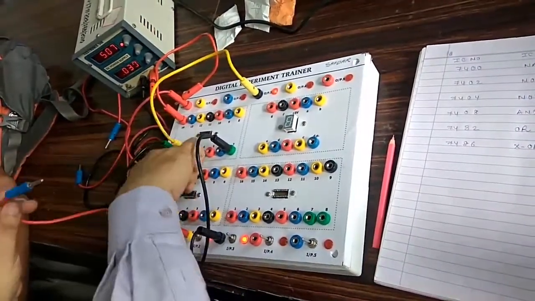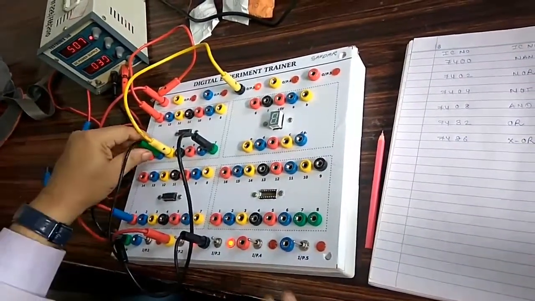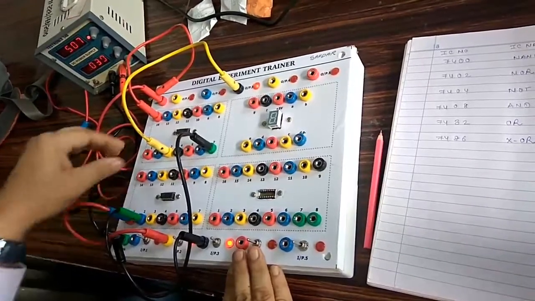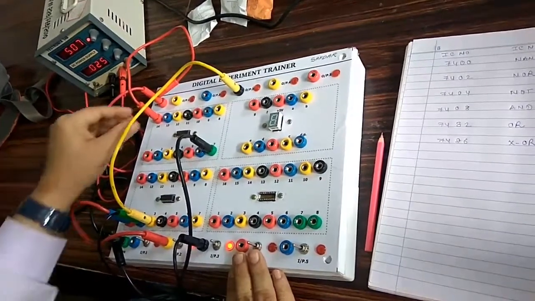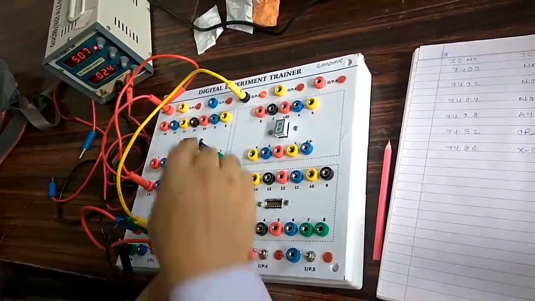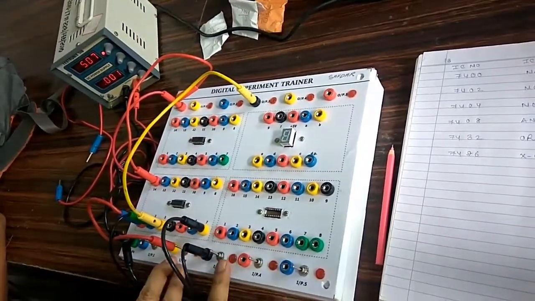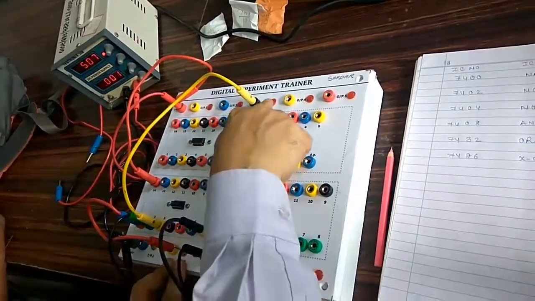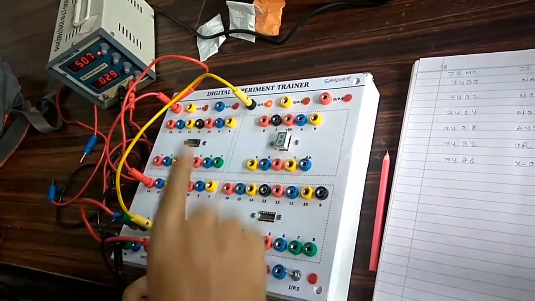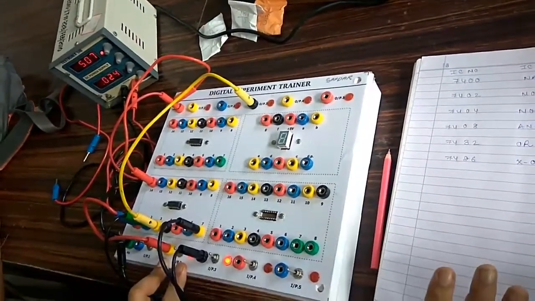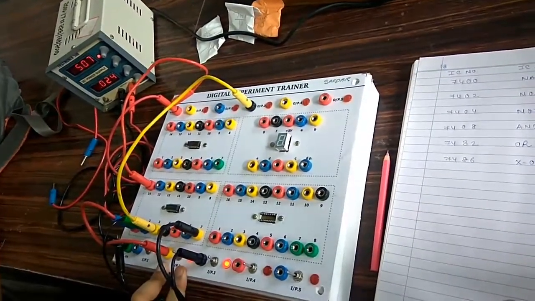Now I am transferring from this upper to this lower. This is the first input, this is second input, third one is output. Change the supply also. Now let us check 0 0 0, 0 1 1, 1 0 1, 1 1 0. In this way you have verified truth table of XOR gate.